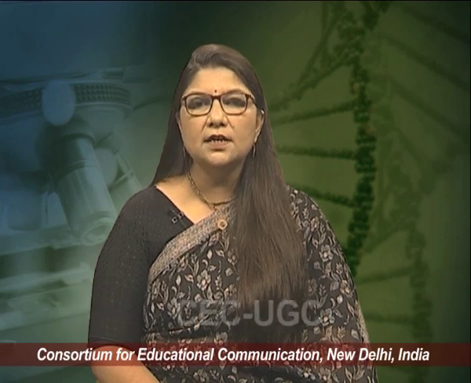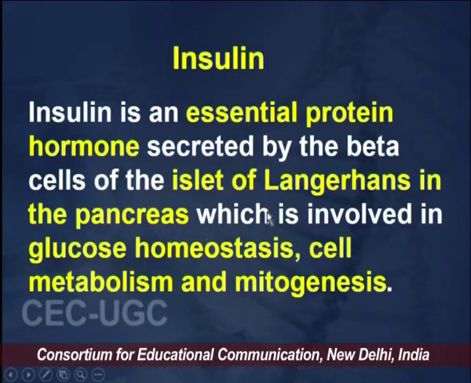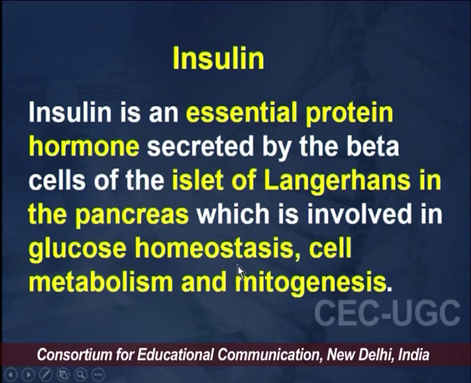We know the global prevalence of diabetes mellitus, which is the disease where the insulin production is reduced. When the insulin production is reduced, the glucose homeostasis is altered. Either the production is reduced or the insulin sensitivity decreases, and therefore the glucose homeostasis goes haywire.